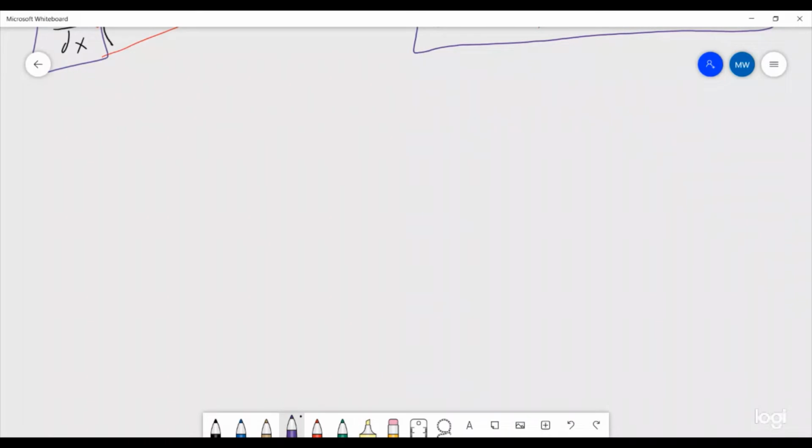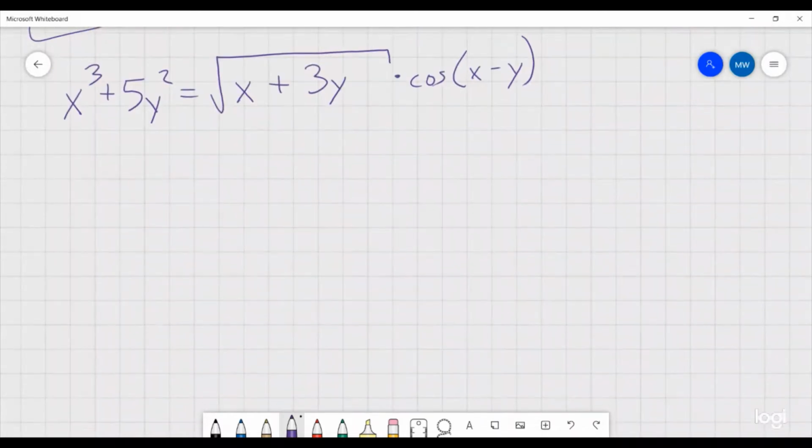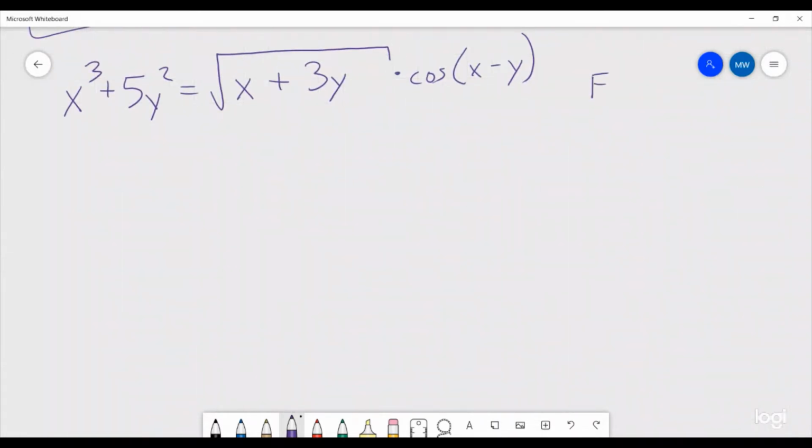So let's say that we have x cubed plus 5y squared equals the square root of (x plus 3y) times cosine of (x minus y). So if we have this, let's find dy/dx. Go ahead, pause the video, and try this on your own first.